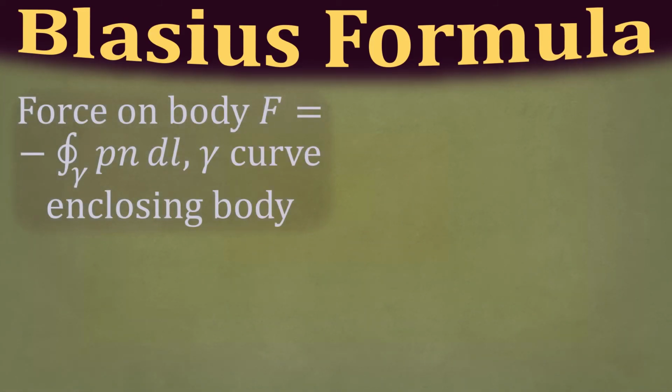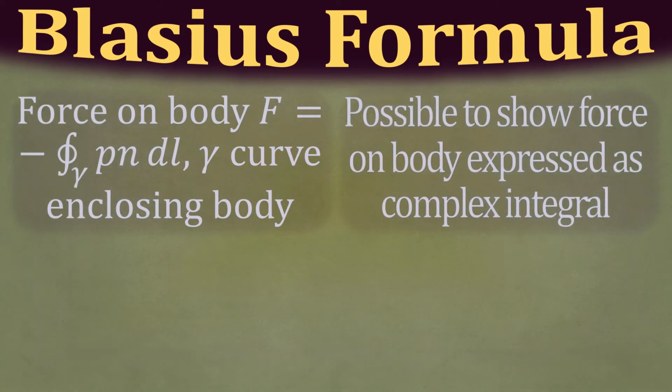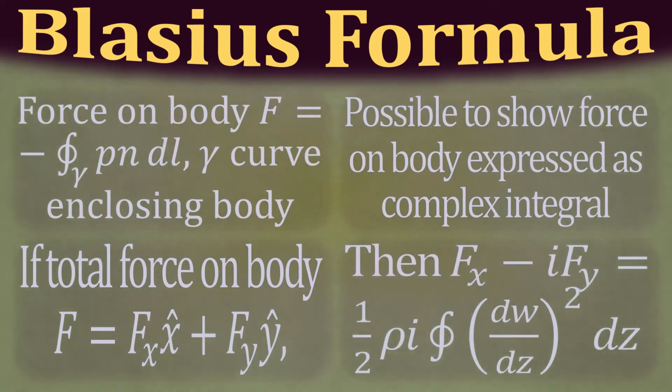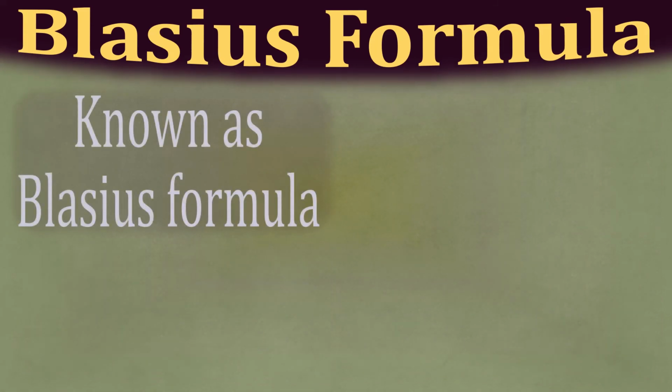However, it is possible to show that the force on the body can be expressed as a complex integral, where if the total force on the body is F equals Fx x plus Fy y, then Fx minus iFy is equal to a half rho i times the integral of (dw/dz) squared dz. This is known as the Blasius formula.